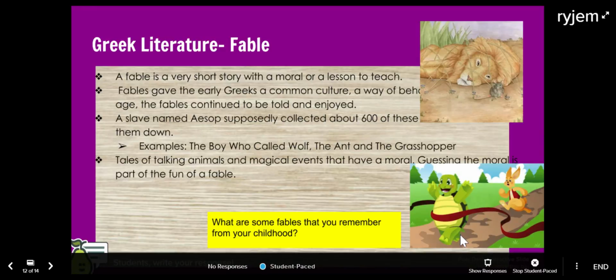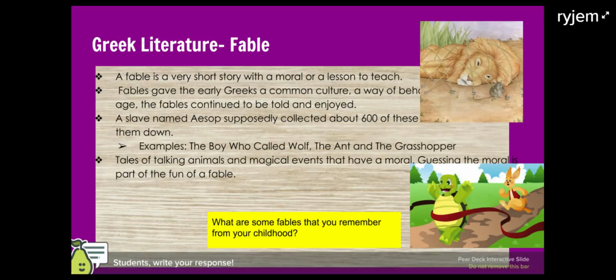So what I want to know, before I do that, a lot of these fables are tales of talking animals, magical events that have some sort of moral. And guessing the moral is part of the fun of a fable. And that's part of the joy of it all.